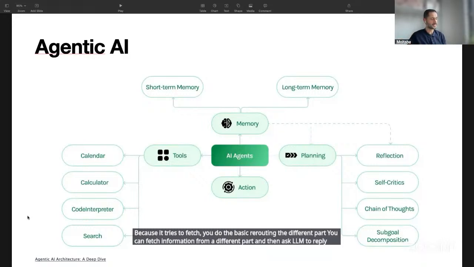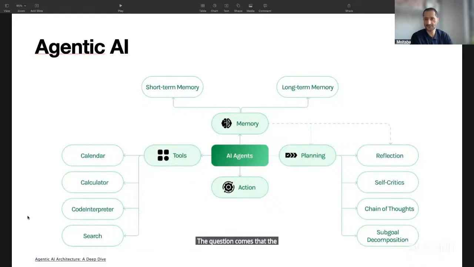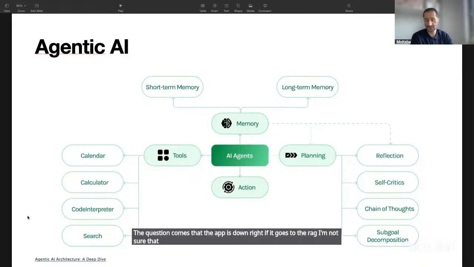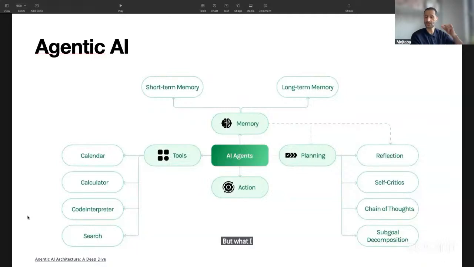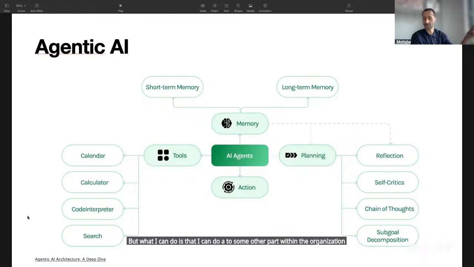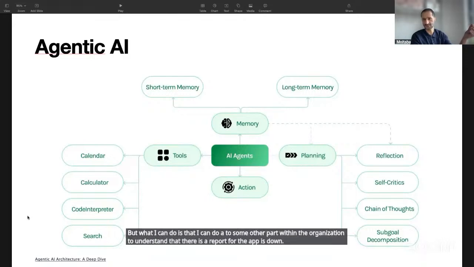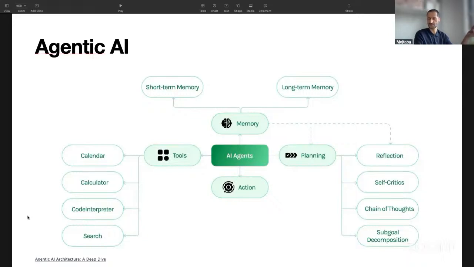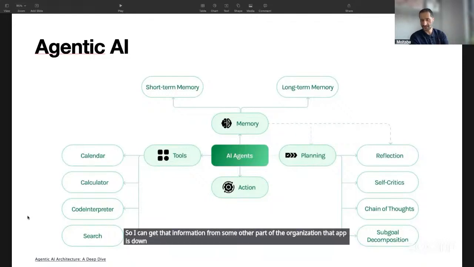I can give another example. The question comes in that the app is down. If it goes to RAG, I'm not sure what you can get from RAG. But what I can do is make a call to some other part of the organization to understand whether there is a report that the app is down. I can get that information and inform the customer: sorry, that's correct, our app is currently down, you don't have access to the app. So I don't need to send it to RAG.